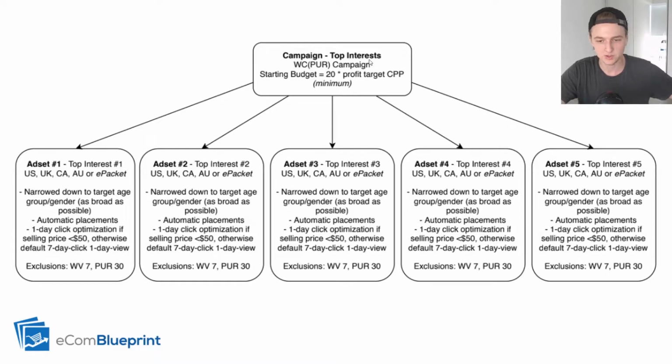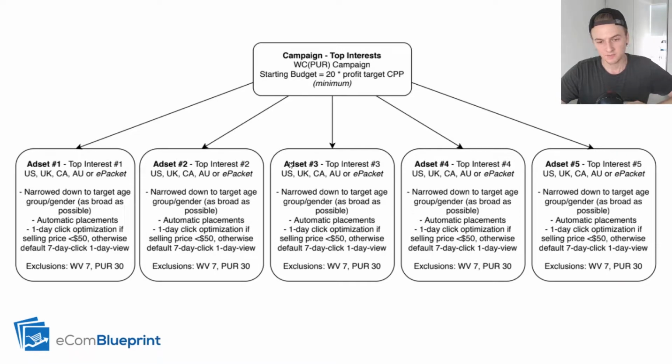So campaign top interest. This is website conversions purchase. The starting budget is 20 times your profit target cost per purchase minimum. So if you have a $20 target cost per purchase, the starting budget would be $400 minimum.